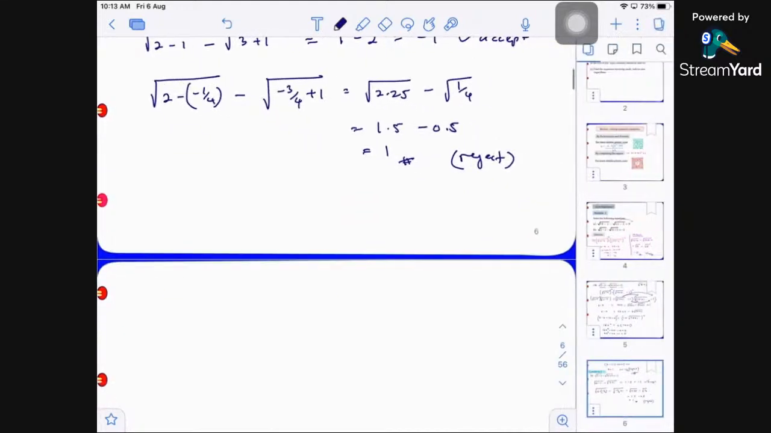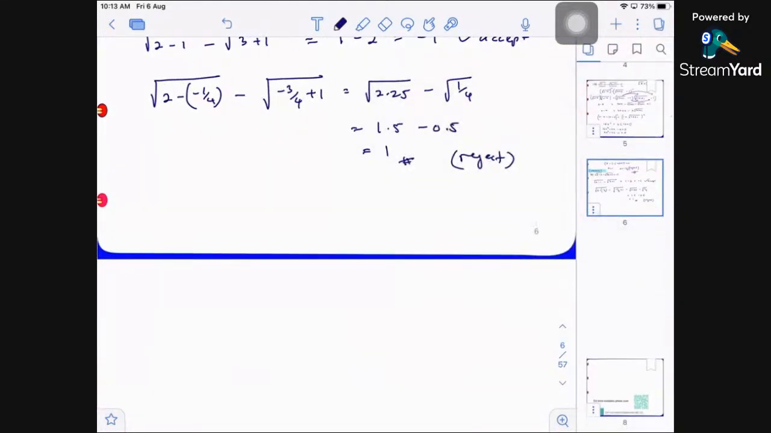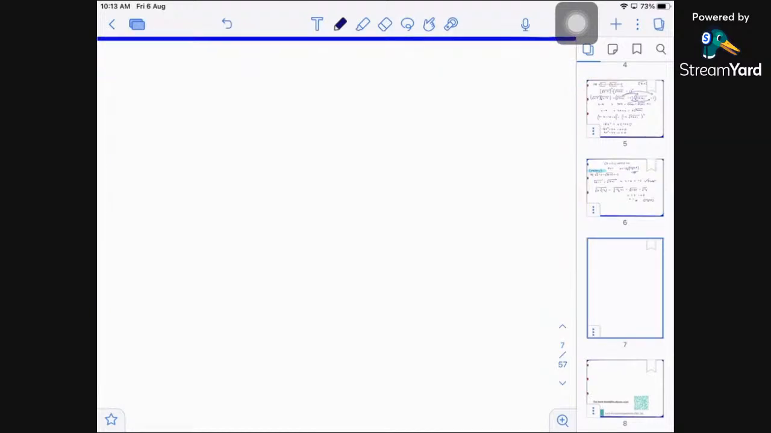So I want to give some more examples besides these. These are additional examples that are not in the lecture slideshow. So let's see if I give you one like this. A basic one: square root x plus square root x plus 2 equals 2.